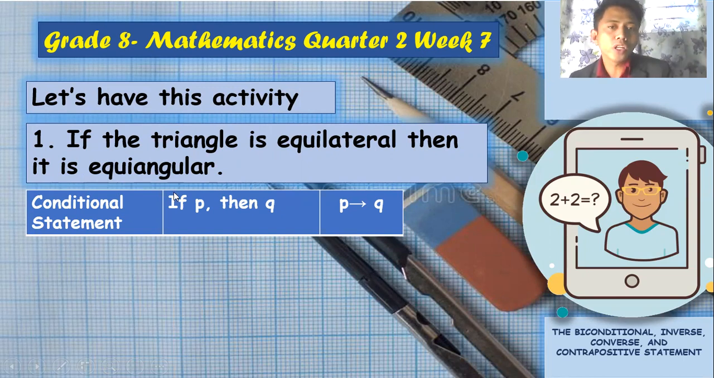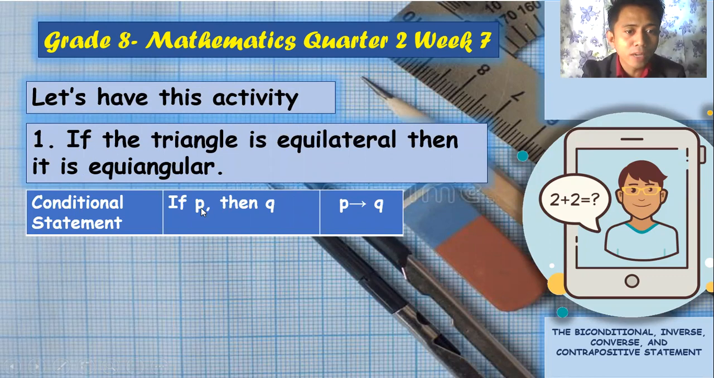By knowing that this is a conditional statement, we can now easily identify what our P statement is and what our Q statement is. In this example, if the triangle is equilateral, we have the word if in the condition followed by P. So the statement following it is the triangle is equilateral. Therefore, we can conclude that this is our statement P. And then the word then is followed by Q, wherein we have it is equiangular. Therefore, we can conclude that our Q is it is equiangular.